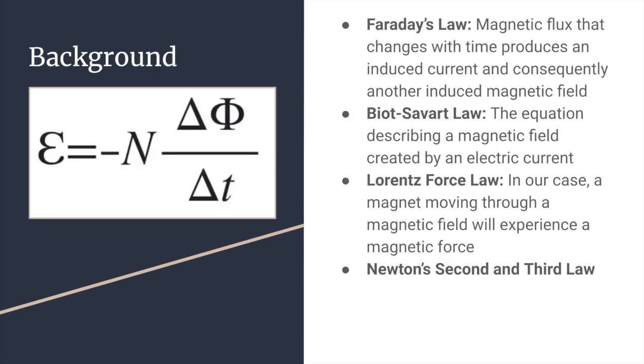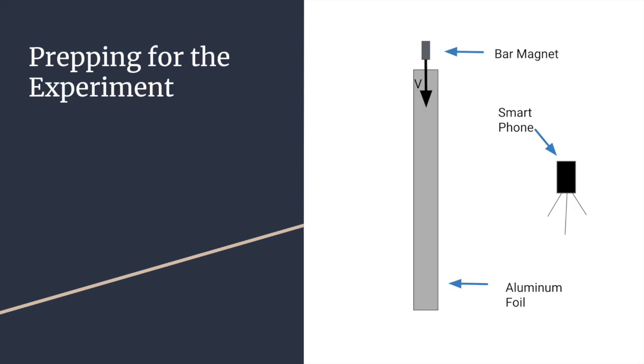Some background. Faraday's Law is one that discusses the change in magnetic flux and how that induces current and consequently magnetic fields. The Biot-Savart law is the equation that describes the magnetic field created by an electric current. The Lorentz force law, in our case, is where a magnet moving through a magnetic field will experience a magnetic force. And then we'll also be using Newton's second and third law to observe the situation.